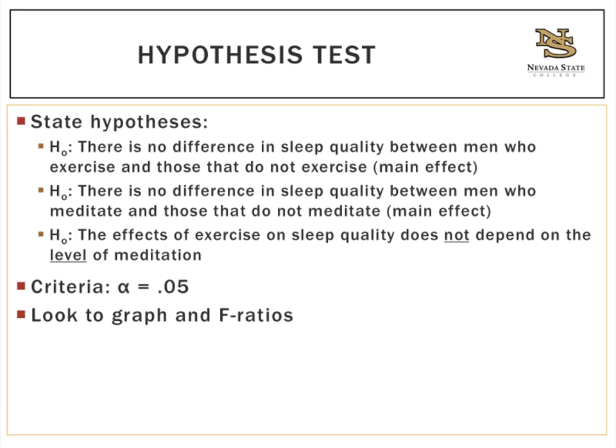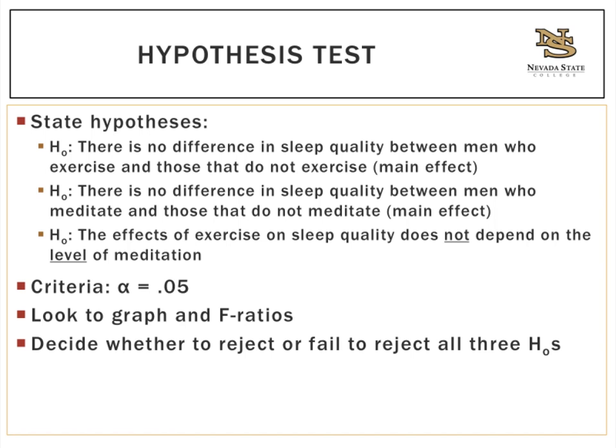Okay, then you're going to look to the graph and F ratios. So you'll either get some output from some sort of software that helps you run these, or you will look to the graph to see if it looks like there are main effects or interactions happening. From there, we're going to decide whether to reject the null hypotheses or fail to reject the null hypotheses. All right, so we're going to look at some possible outcomes for this particular study so you can get used to looking for main effects and interactions.